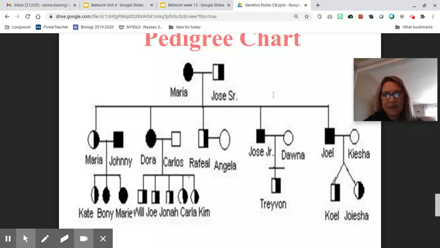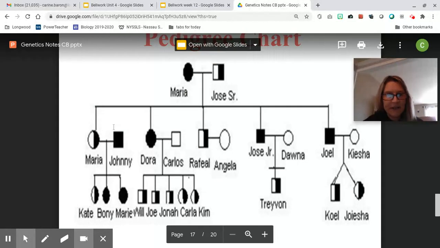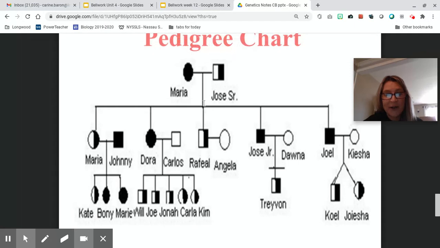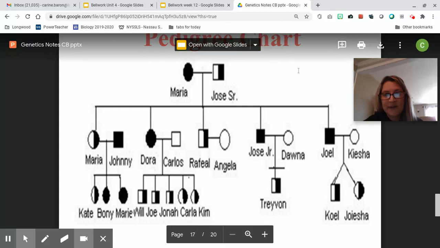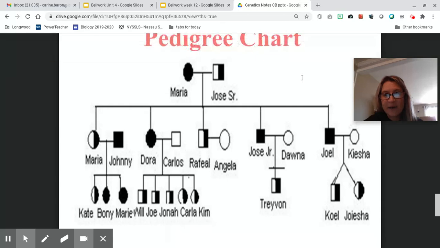So we have Maria and Jose Sr., and they have a union or a marriage. And let's see, first question. I want to know who can tell us how many children Maria and Jose had. So jot that down on your paper. Maybe you could write it on the side: how many children do Maria and Jose Sr. have?